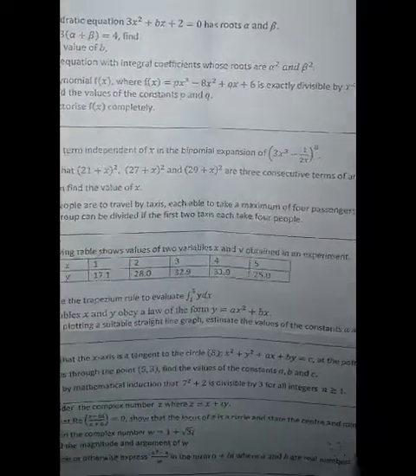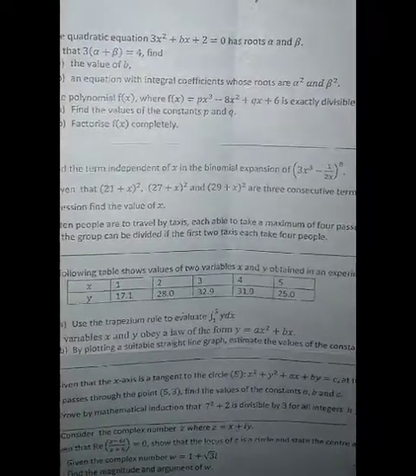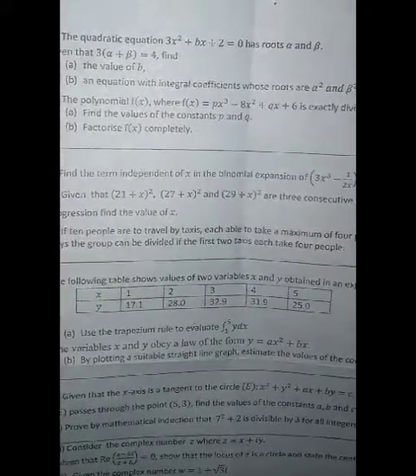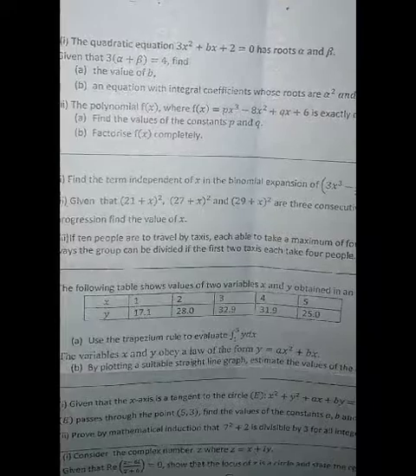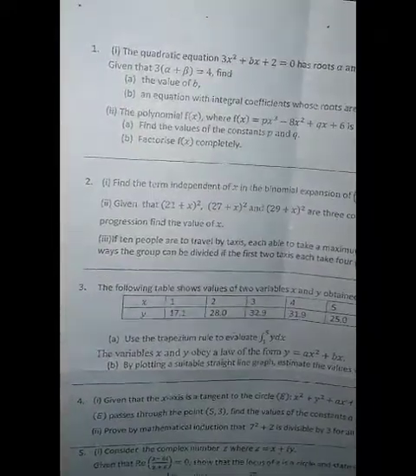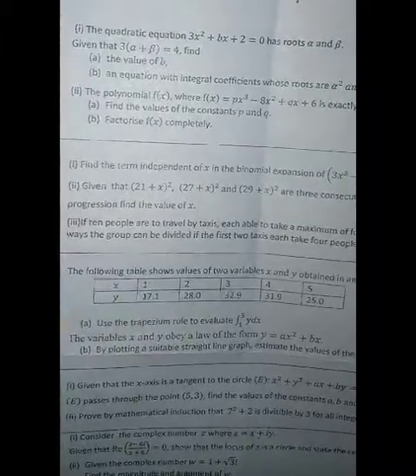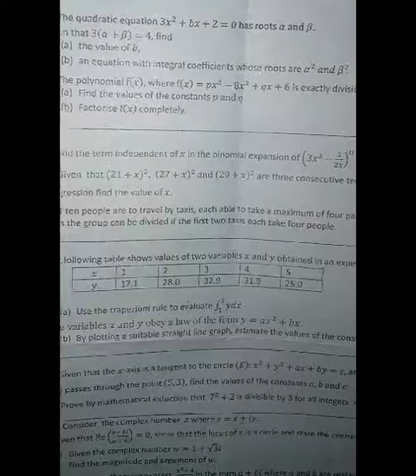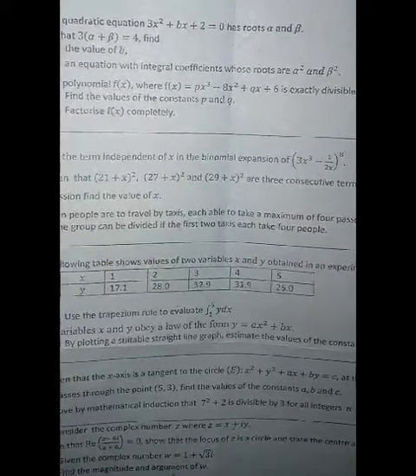So let's get started. The question says that the quadratic equation 3x squared plus bx plus 2 equals 0 has roots alpha and beta, and given that 3 into alpha plus beta is equal to 4, we should find the value of b. The second part says we should get an equation with integral coefficients whose roots are alpha squared and beta squared. Okay, good. This is the sketch I brought for it.